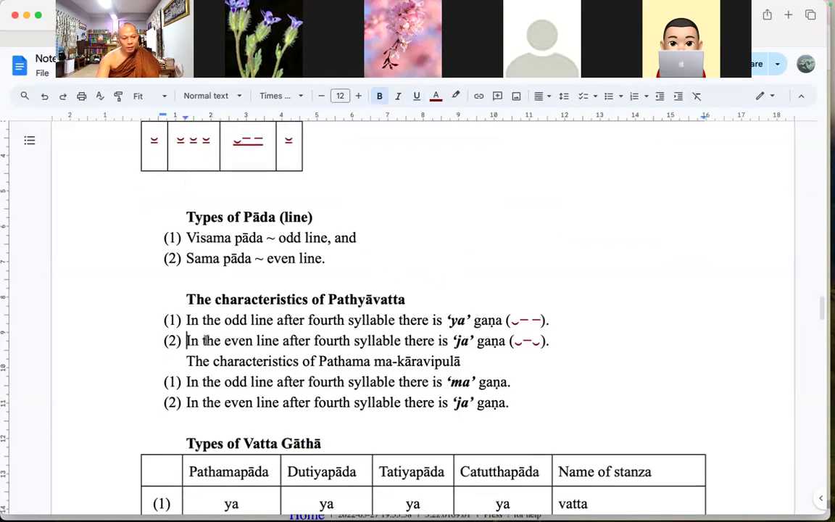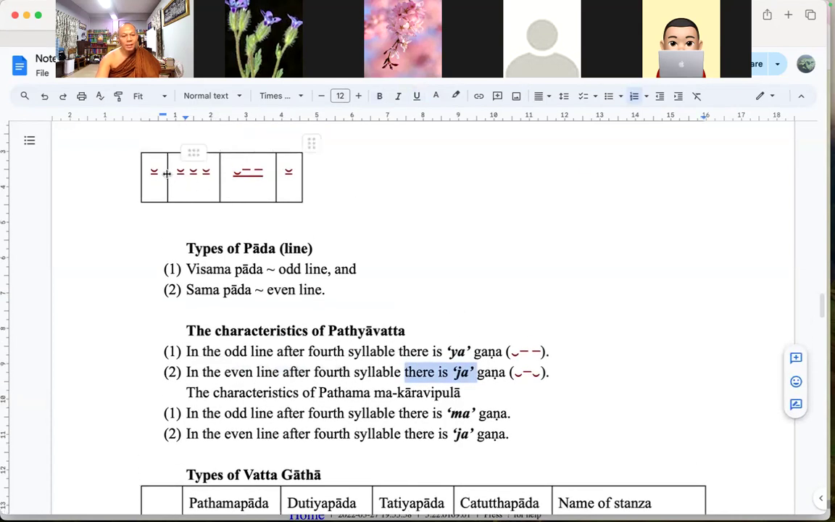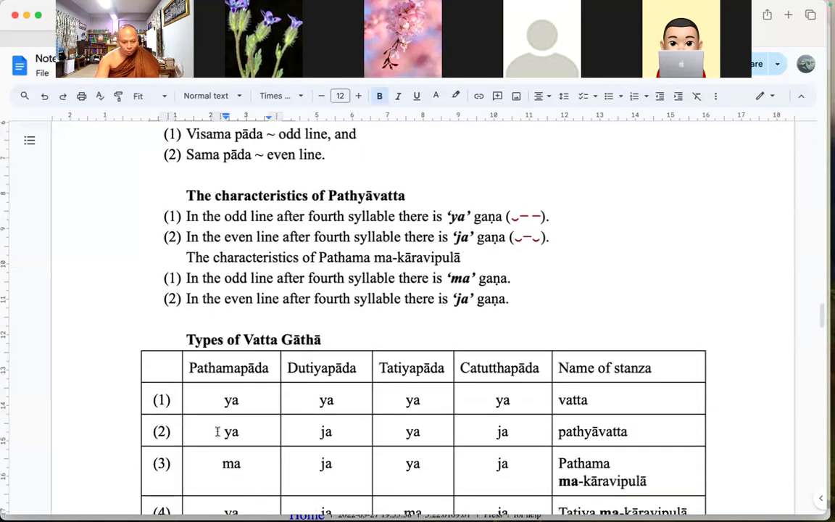And also in the even line, after the 4 syllables, there will be Jagana. Okay, in the even line. So the even line also has the same thing. After 4 syllables, after these 4 syllables, Ja, Ne, Bu in this way. So 1, 2, 1, Ja, Ne, Bu. So every line in this way, Ya, Ja, is called the Bhattaya Vada.